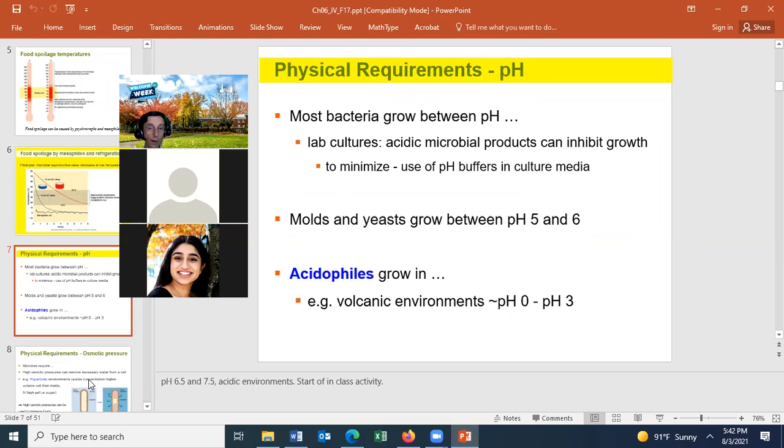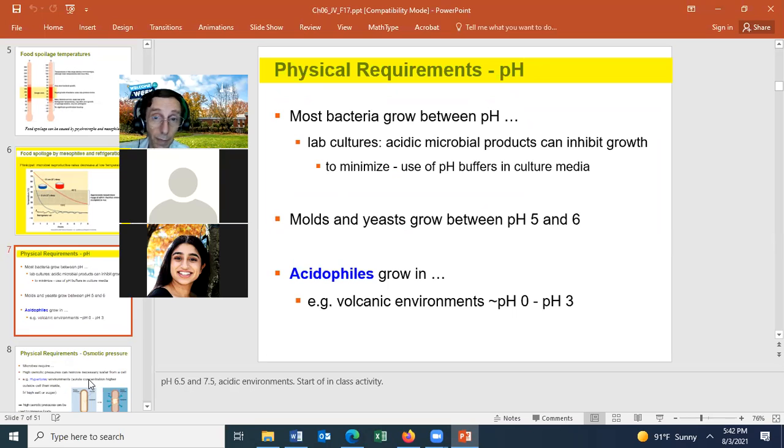Lab cultures, when they grow in a media, tend to metabolize that media and produce acidic microbial products. The acidic microbial product can inhibit the growth. And we actually use that, like when we're making sauerkraut. Well, what's another one? Maybe cheese. Not a whole lot of things can grow in these and cause them to spoil because of the lower pH.